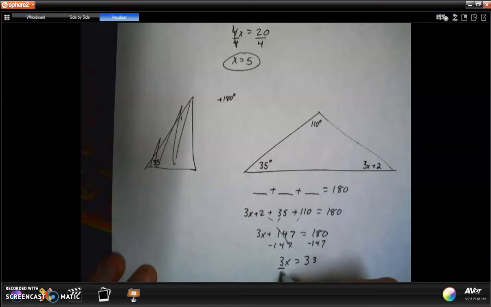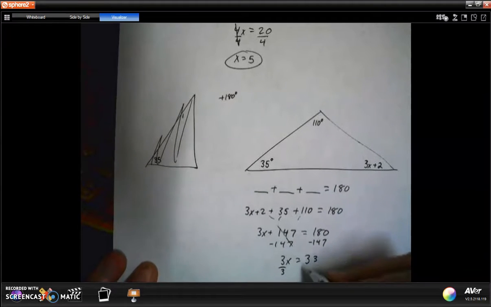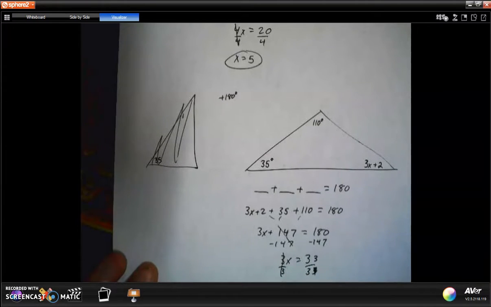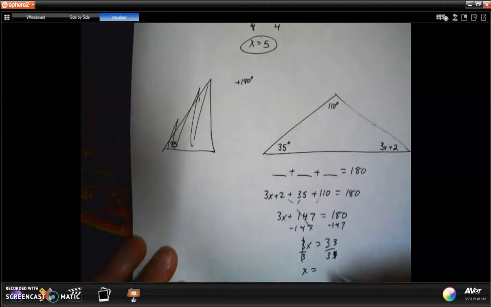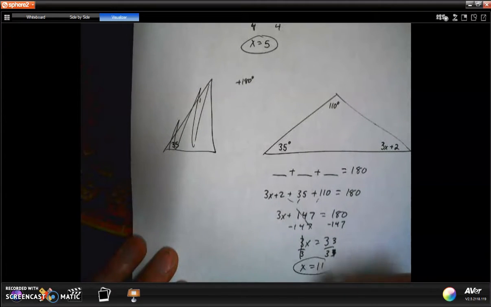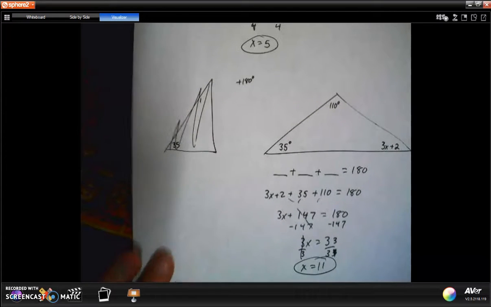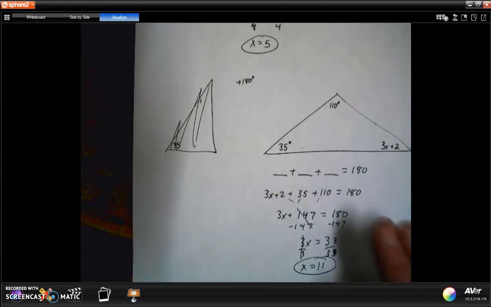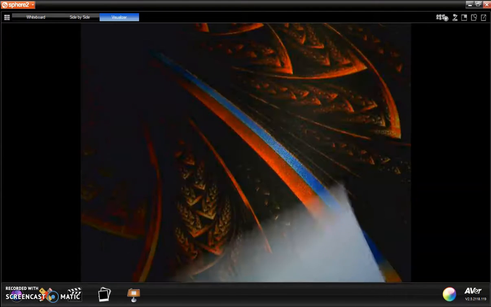I can then divide by 3 because that's the opposite of multiplying by 3. 3 divided by 3 is 1. You're left with 1x, which is just x. 33 divided by 3 is 11. So x equals 11. Okay? So that's a little rundown of how we do it. Let me give you another example here.